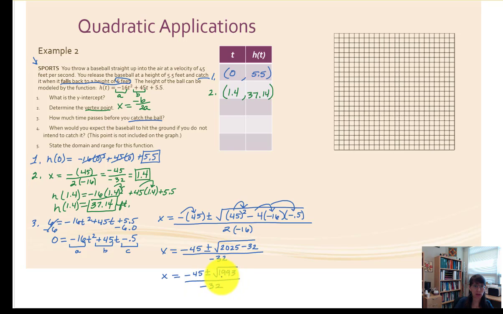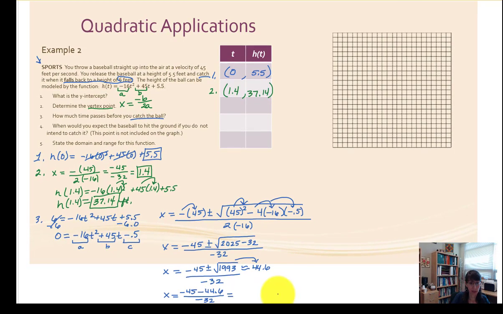Since we need a decimal value for this radical, use the square root function on your calculator. And I'm going to round to the nearest tenth, and that will give me 44.6 for that radical equivalent. So we're generating two solutions here. One solution would be x equals negative 45 minus 44.6 divided by negative 32. And the other will be x equal to negative 45 plus 44.6, all divided by negative 32.